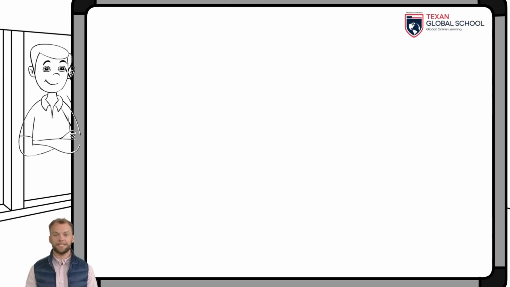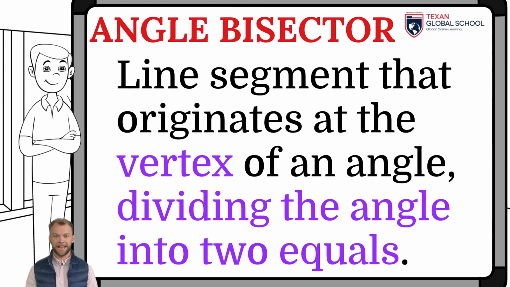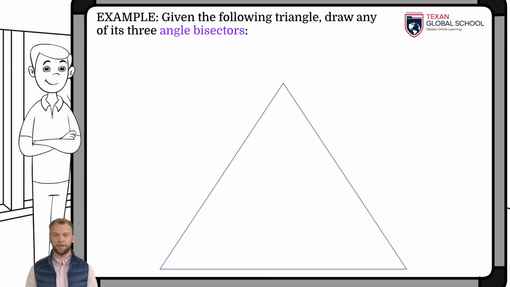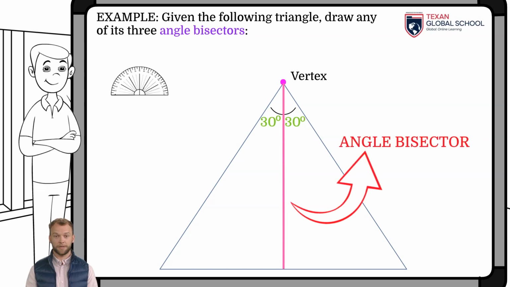The angle bisector is a line segment that originates at the vertex of an angle and divides the angle into 2 equals. Given an equilateral triangle, we will construct one of its 3 bisectors. Based on the definition, the bisector starts at the vertex and divides the angle into 2 equal ones. Selecting the upper vertex, we know that an equilateral triangle has equal angles. Each measures 60 degrees. Therefore, the bisector will cut the angle in 2 of 30 degrees.